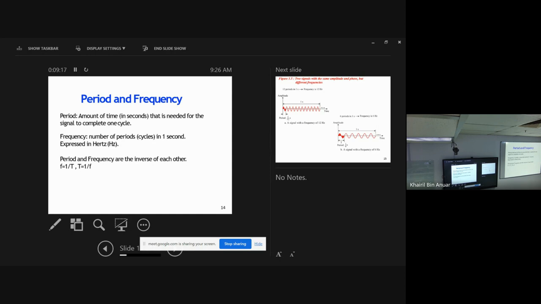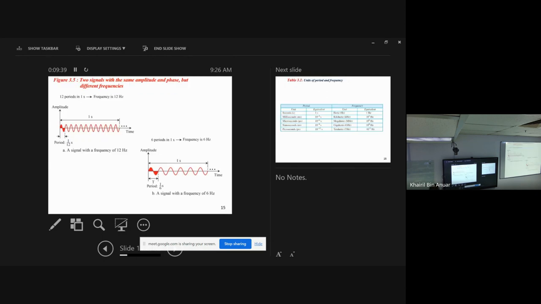Whereas frequency means how frequently the signal is replicated within 1 second. Okay, so that is why frequency and period are vice versa, or they call it inversely proportional, right? So you can define it as T equals 1 over frequency. And looking at this, if you have 12 cycles or 12 patterns of your sine wave within 1 second, you have a 12 hertz signal. Okay, so that is what it mentions.